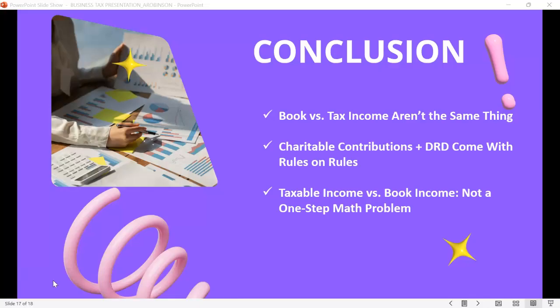So when it comes down to donations, companies just can't write off anything that they want. They have that charitable contribution limitation, and there are so many rules associated with that, rules on top of rules. And with taxable income versus book income, it's not a one-step math problem. Reconciling taxable income and book income isn't as simple as just subtracting expenses. It's a whole template that companies use that I wasn't even aware of.